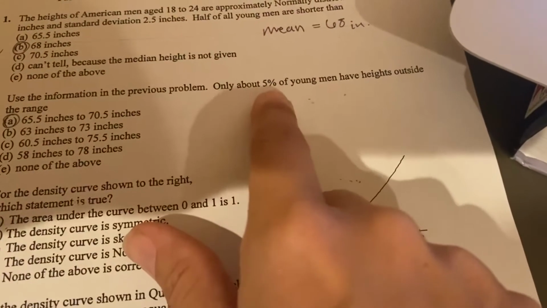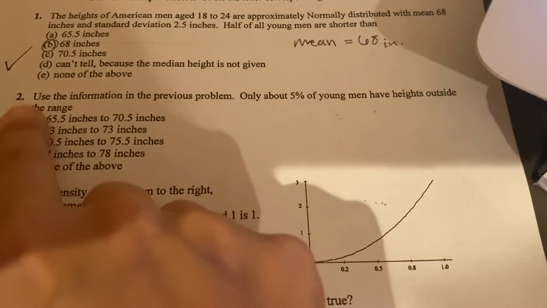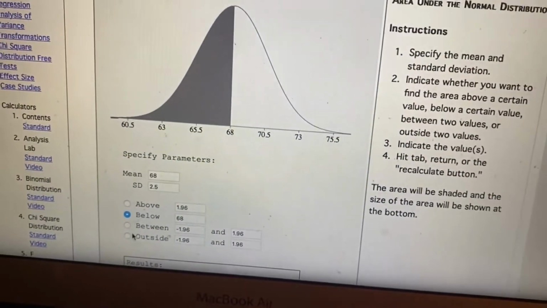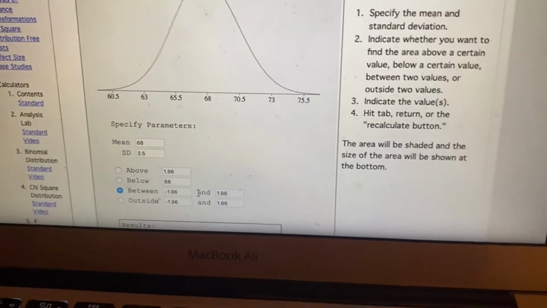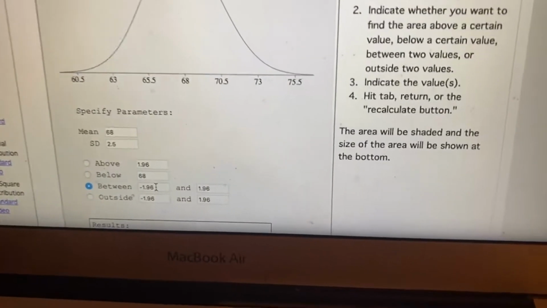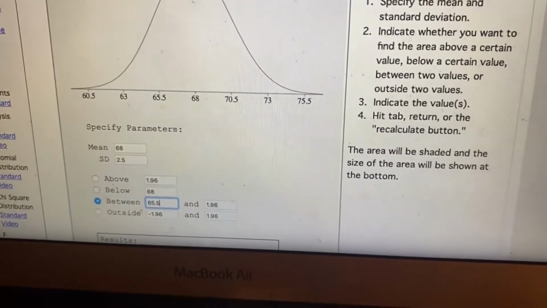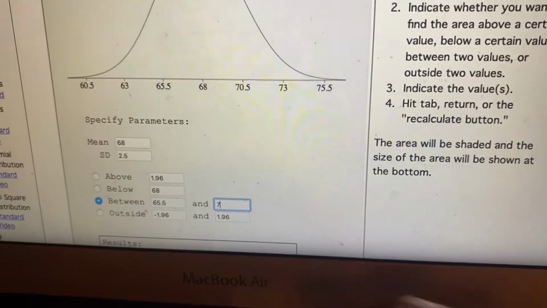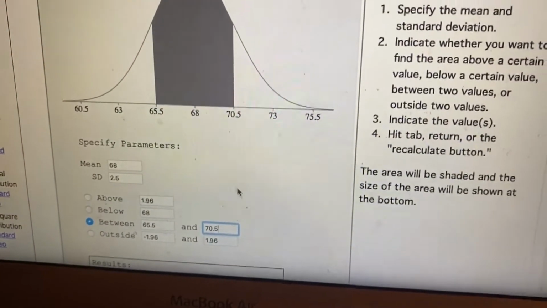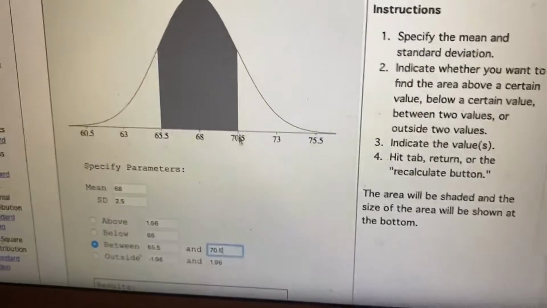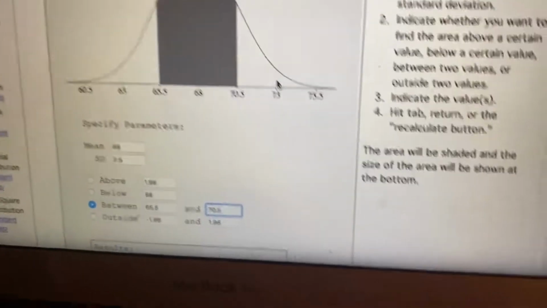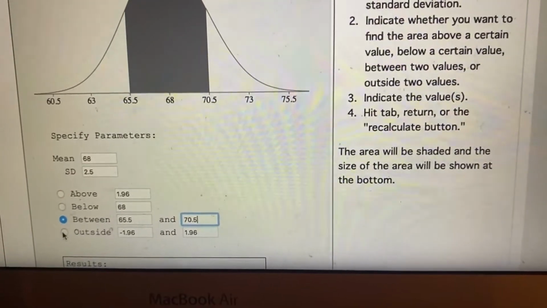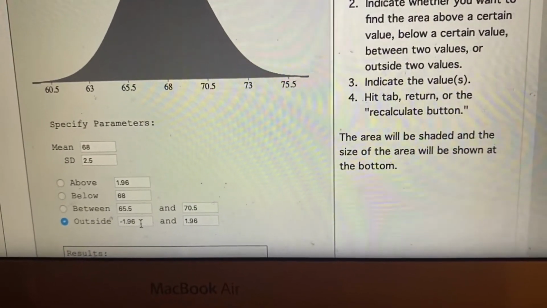Using the information above, only about 5% of young men have height outside this range. So they're talking about a range, meaning I need a range of values. A says 65.5 to 70.5. We could type that in. That was wrong. But we can look at it. That doesn't look like only about 5% of young men have heights outside that range. Again, we can go here and type outside, but it seems obvious that one's wrong.